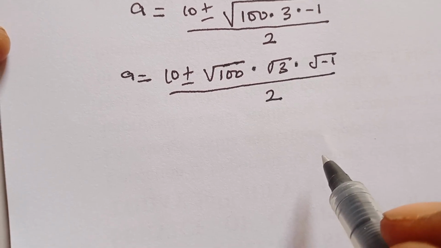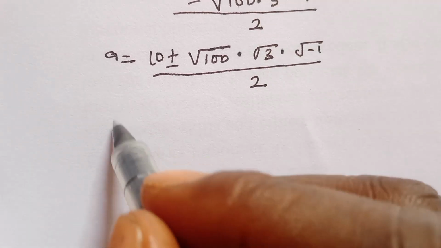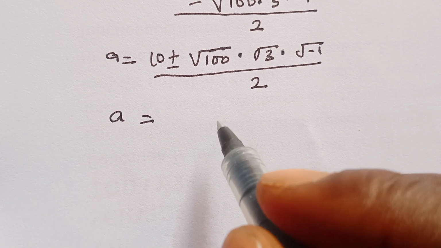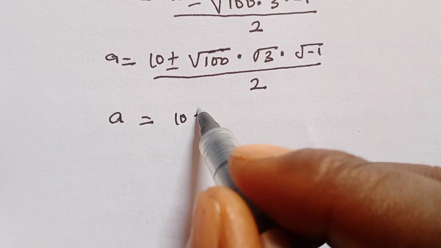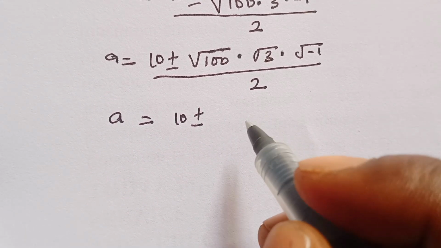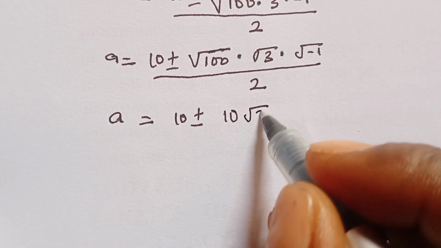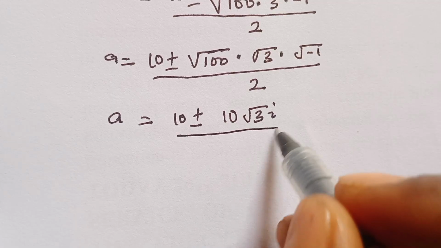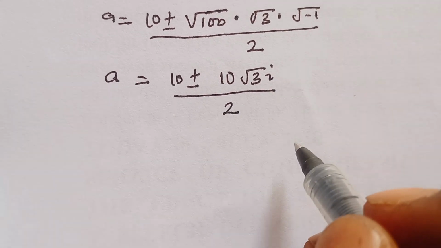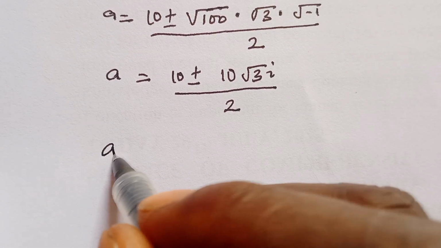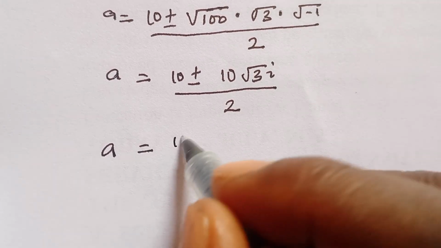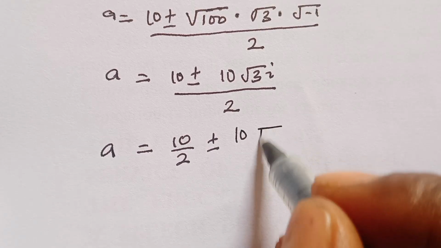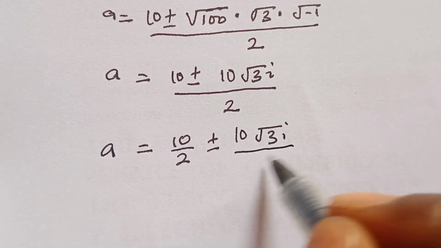So I will be having a to now be equal to, once I do square root of 100, it gives me 10. So I'll be having a equal to 10 plus or minus 10 multiplied by square root of 3 multiplied by square root of minus 1, which is i. Don't forget, square root of minus 1 is i, everything divided by 2. So a will now be equal to 10 divided by 2, and I can simply split the two parts, plus or minus 10 square root of 3i, everything divided by 2 as well.